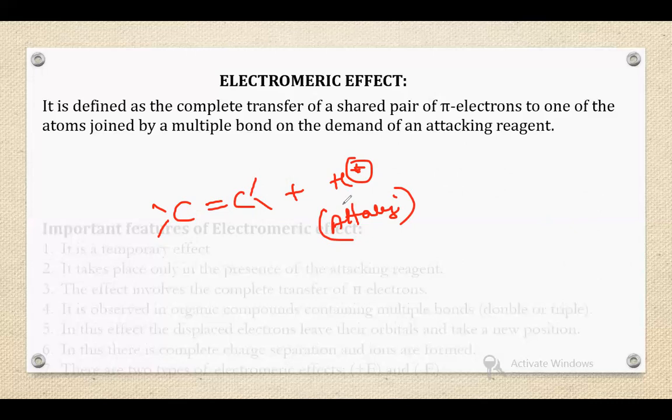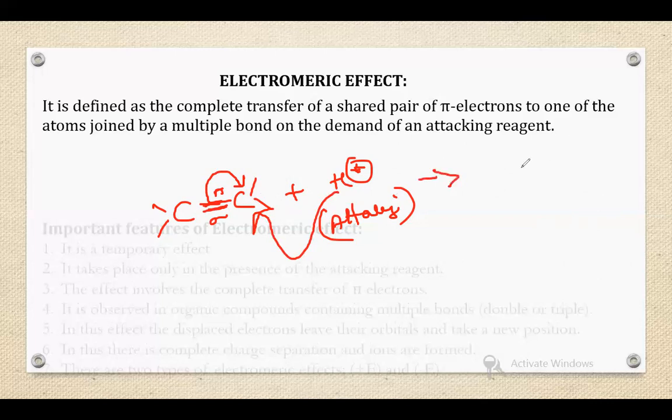Based on the attacking reagent, even the electrons of the pi bond are transferred to the atom which is the attacking reagent. If hydrogen attaches to this, the pi electrons shift, and this is the pi electron. If the pi electron shifts onto this carbon, the electron density will be more. If the electron density is more, the attacking reagent will attack this carbon.